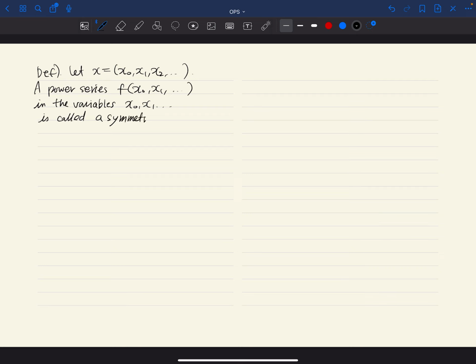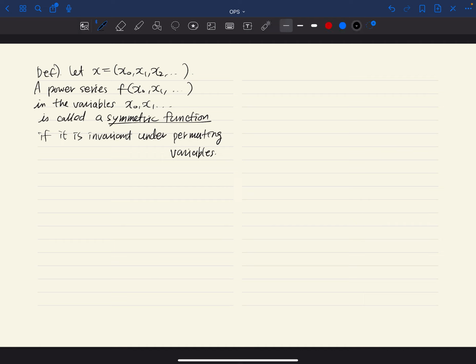if it is invariant under permuting variables. So if you permute the variables, then the polynomial or power series may change. Usually it must change. But if it has the symmetric property, then it doesn't change. If that's the case, for any permutation of variables, it stays the same, then we call it a symmetric function.